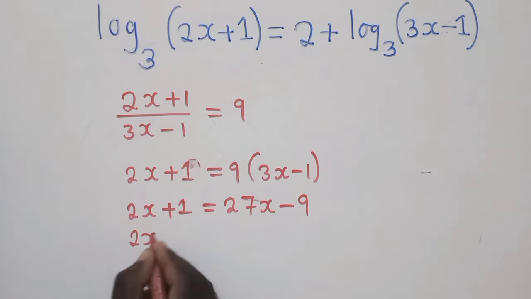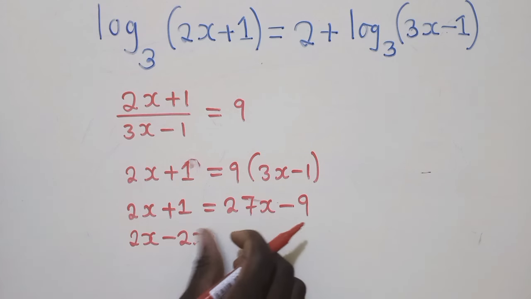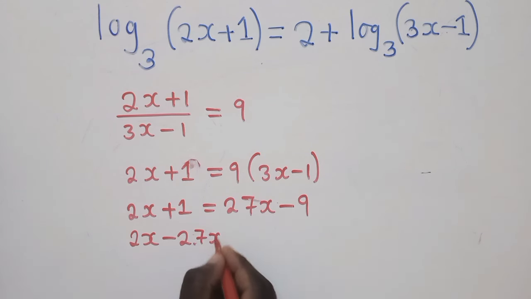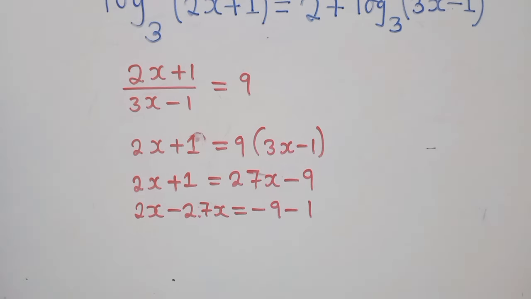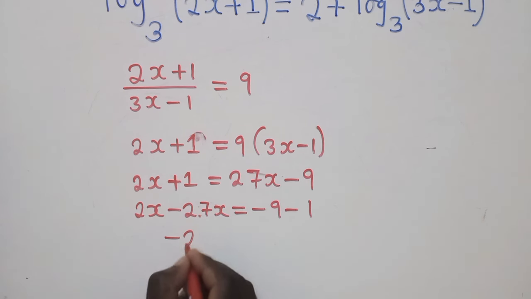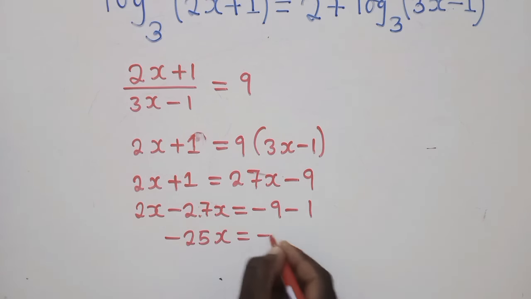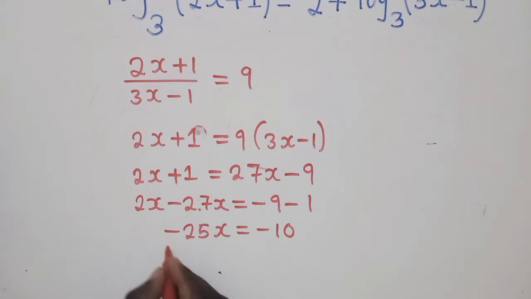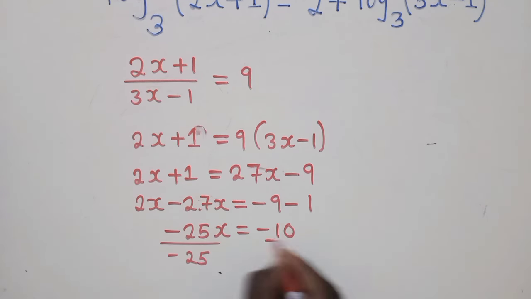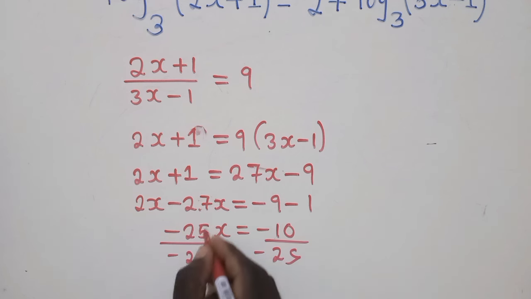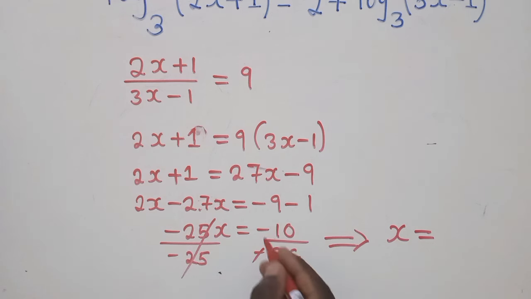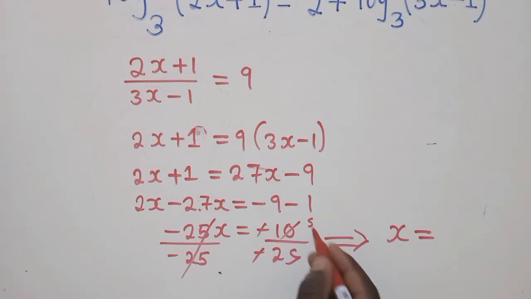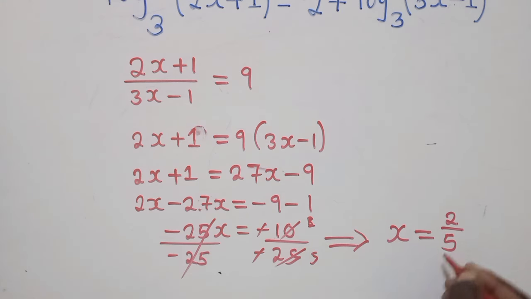So here we group the like terms, and this is what we're getting. 27x is equal to negative 9 minus 1. This one will come this side. So from this stage, we have negative 25x is equal to negative 10. We divide by negative 25 on both sides. X and x will go. So the value of x here, the negative and negative will go. 5 into 10 is 2. 5 into 25 is 5. So it will be 2 over 5.